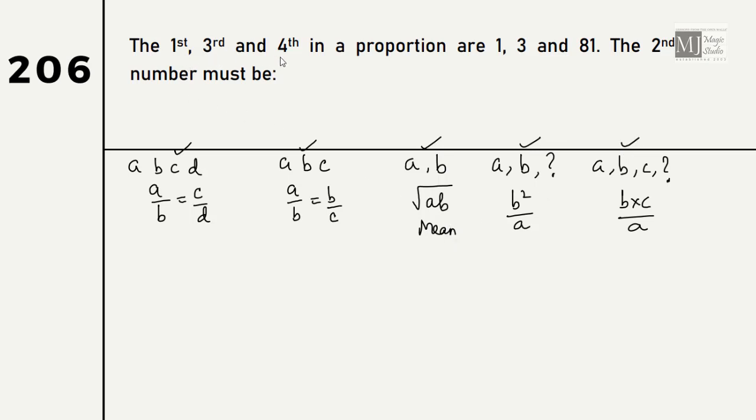Here, first, third and fourth numbers are given, that is A, C and D are known. We need to find the second number, that is B. That means we would be using the first type. So A by B equals C by D, that is 3 by 81. 3 into 81 cancels out, 27 times. Therefore, B is equal to 27.